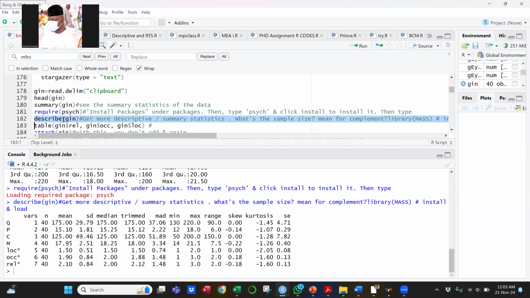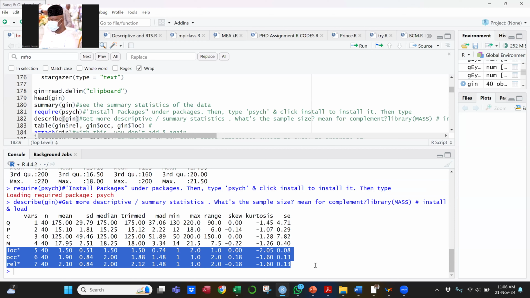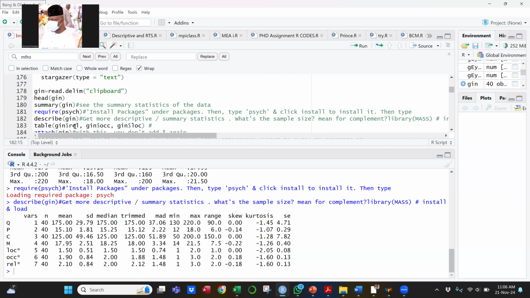Once you have done the descriptive, you are able to get more descriptive statistics here. But look at the last one. It has starred them. Who can tell me why they have been starred? Why have they been starred? Samson. It's because they are dummy variables. Good. So what R is actually telling you is that don't focus that much on them. Okay. All right. So you have your descriptors, so you can just talk about them the way you want.